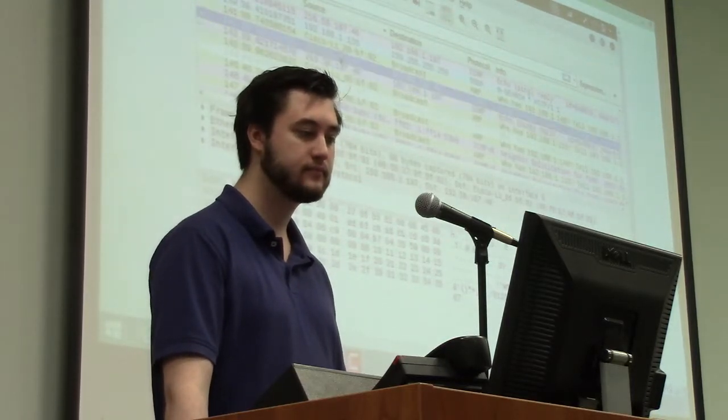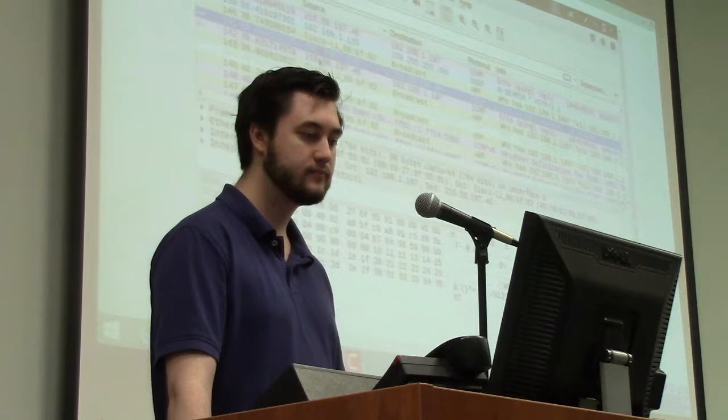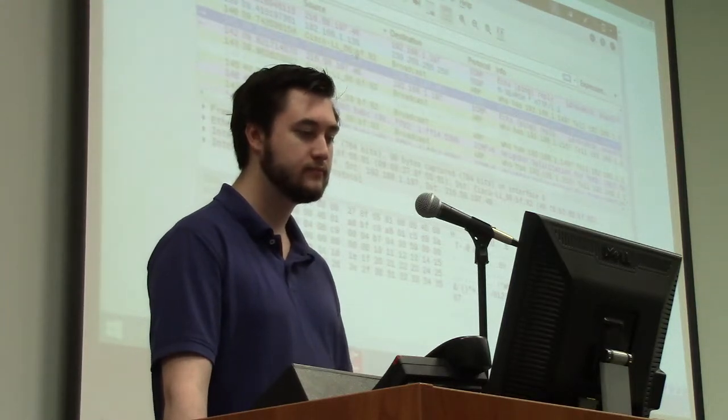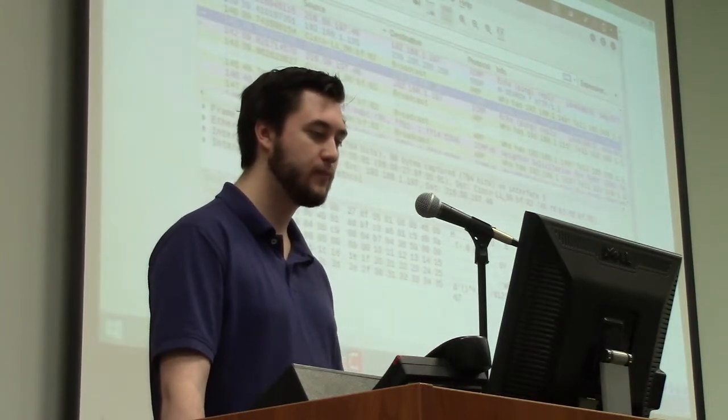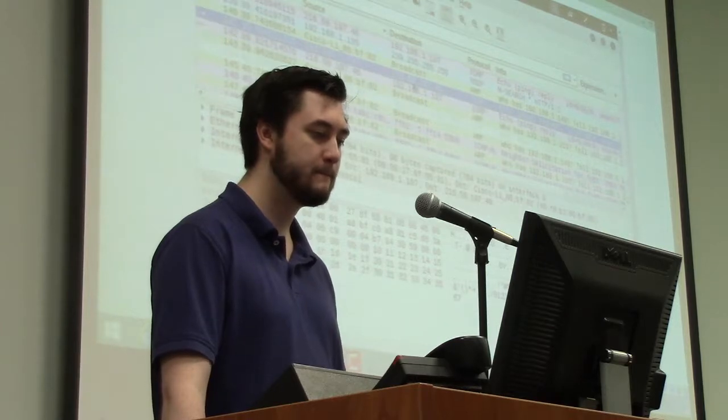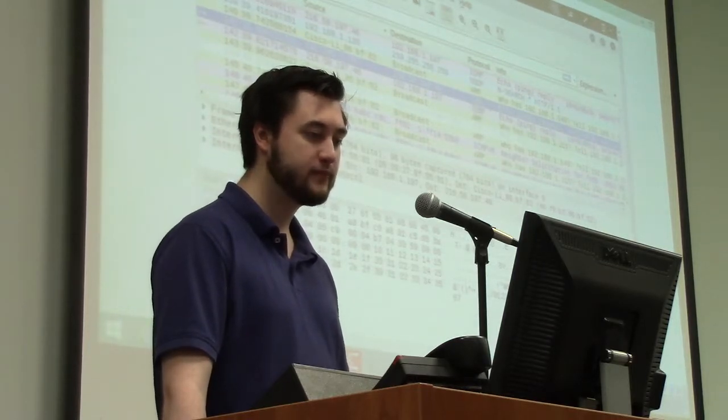So this source, you can see a source here. This is my Kali Linux IP address, and this is the destination IP. So this is the IP of google.com, and the protocol is ICMP.